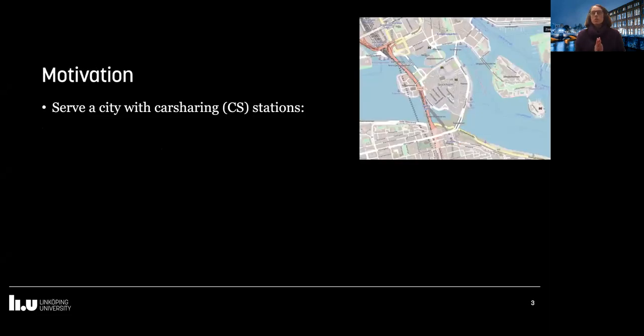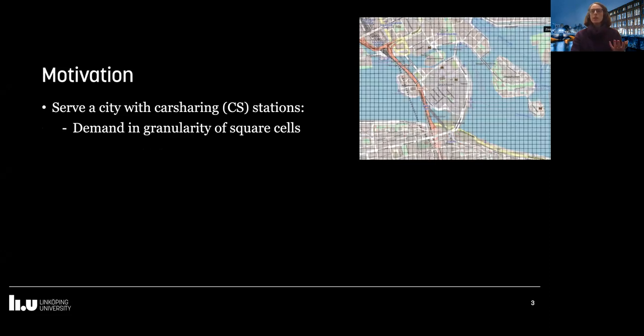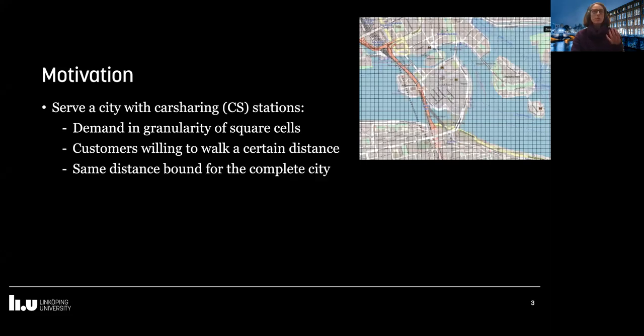So what's the motivation of our problem? Let's assume we want to serve a city with car sharing stations, and the demand is given in the granularity of square cells. So we'll overlay our map with square cells. We assume that customers are willing to walk a certain distance, and that this distance is the same over the complete city. So no matter if we're in the city center or on the outskirts, we're always willing to walk the same distance to reach a car sharing station.